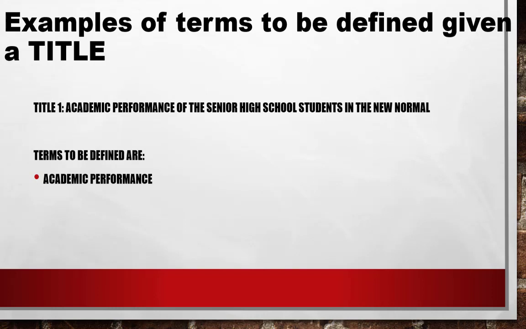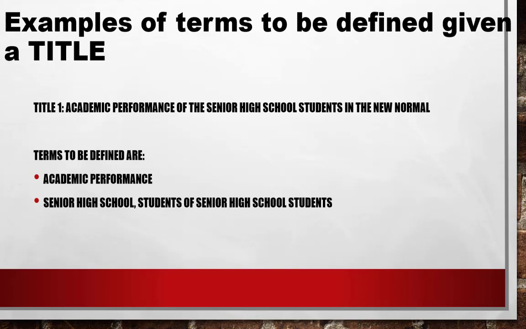But it's up to the researcher. If your study is really the academic performance, a single variable, academic performance, not a separate one, then you can just simply define this group of words. You can also define senior high school, or you can define students. If not, you can just define the senior high school students together. Also the new normal, but you cannot split the new and the normal, because new normal is a common understanding that there is really a new normal and it's not a separate entity or separate words.